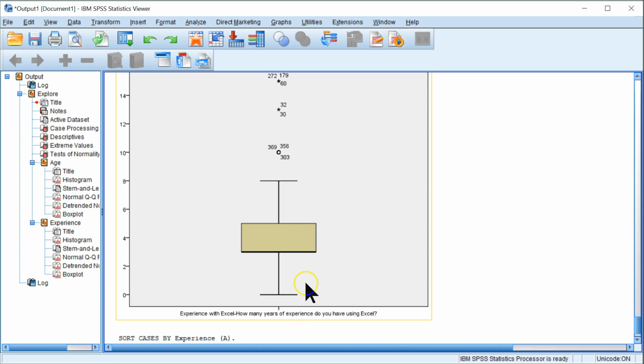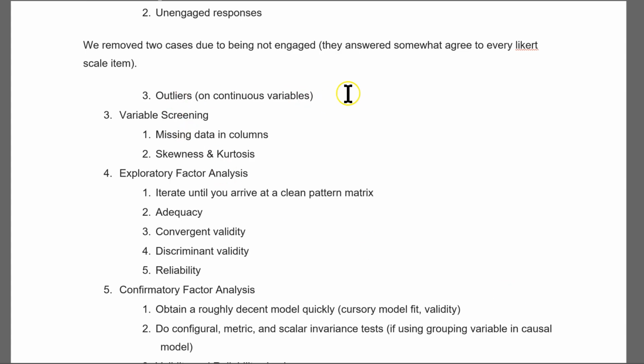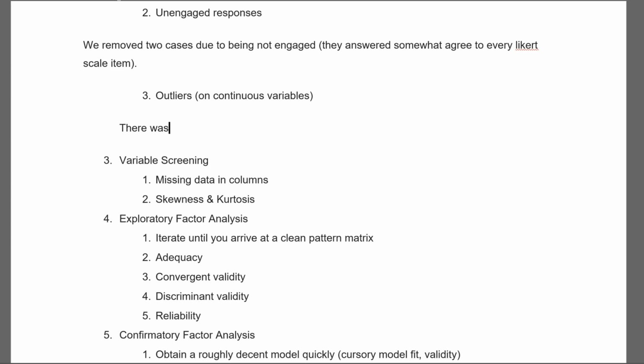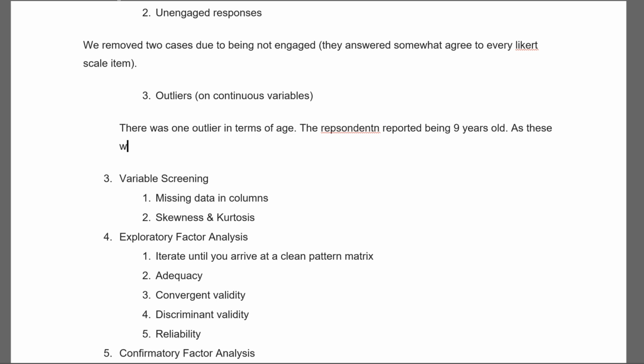So those are outliers, and so what do we report here? There was one outlier in terms of age. The respondent reported being 9 years old, as these are college students. We replaced the value with 19, assuming a typographical error, input error, or something like that. Input error. Cool. All right, that was outliers.